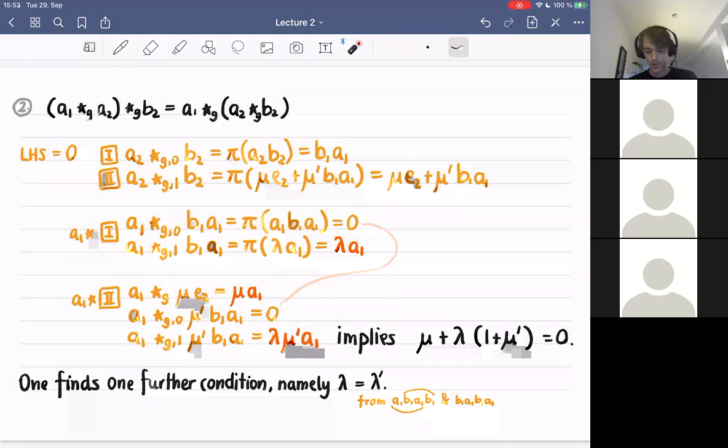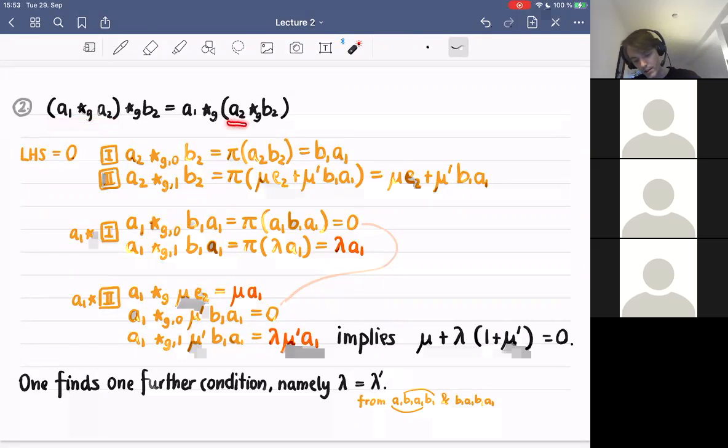Okay, and then there's a second example, which if you go through it carefully, you will find that this time you actually get a condition. So maybe let's do this quickly. So again, we don't use G. On the left-hand side we have 0 because we just calculated A1 star A2, so this is 0.